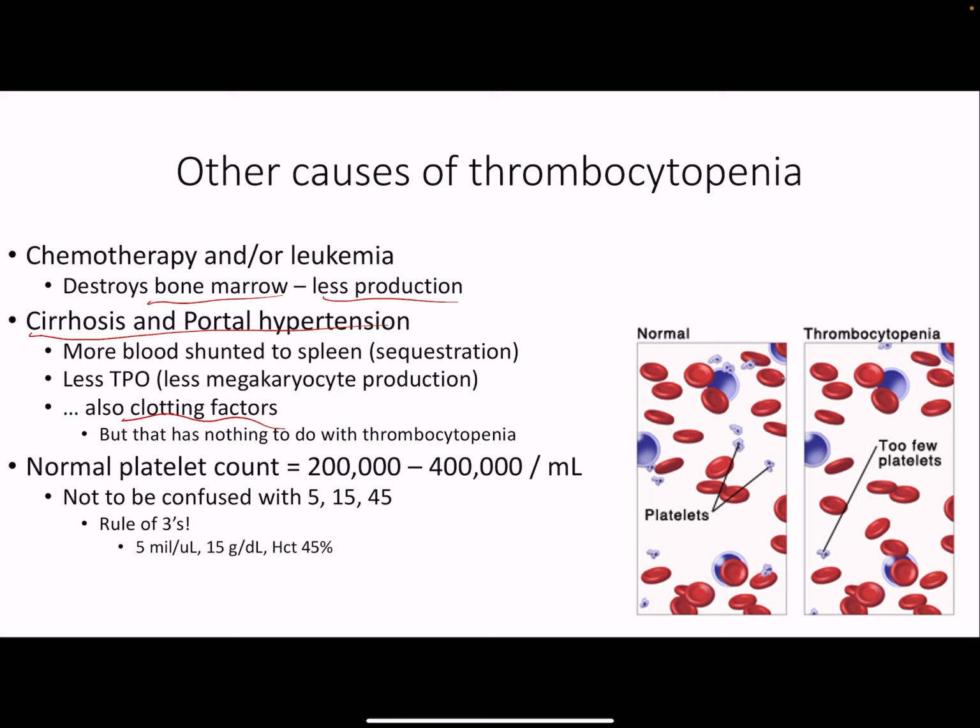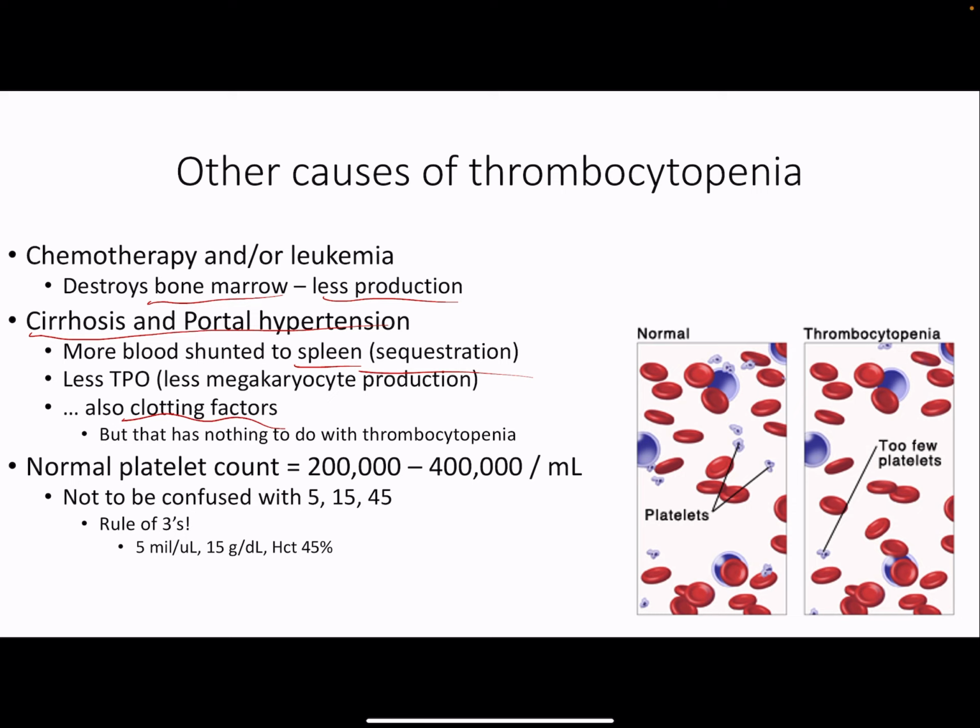We talked about this earlier, that if you have portal hypertension, you're going to redirect blood flow to the spleen, which causes the spleen to destroy the platelets. The liver's job is also to make thrombopoietin, which causes the megakaryocytes to be produced. So you're going to have less of that, less platelet production.